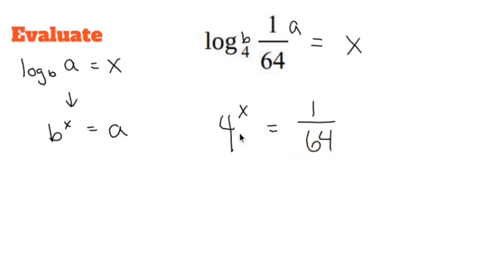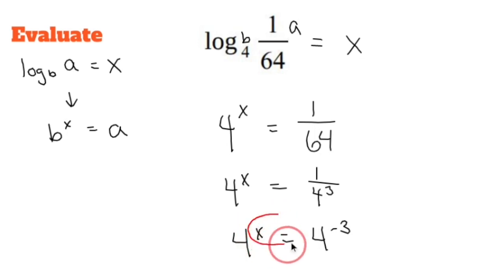Now, right now, there's not much I can do, but I do know that if I can make these guys the same exact base, life is a lot easier. So if I write this as 1 over 4 to the third, because 4 times 4 times 4 is 64, and if I take that 4 to the third that's in the denominator, move it up into the numerator, and make the exponent negative, I now have two things that have the same exact base. If 4 equals 4, if the bases are the same, then these exponents are the same, and I know that x equals negative 3.